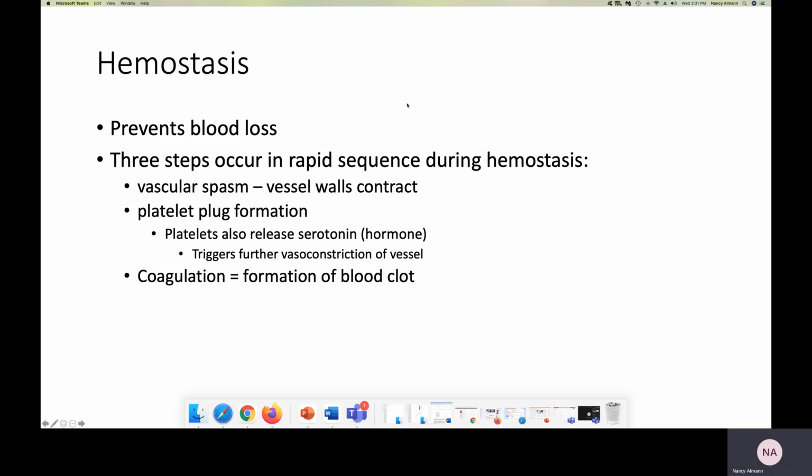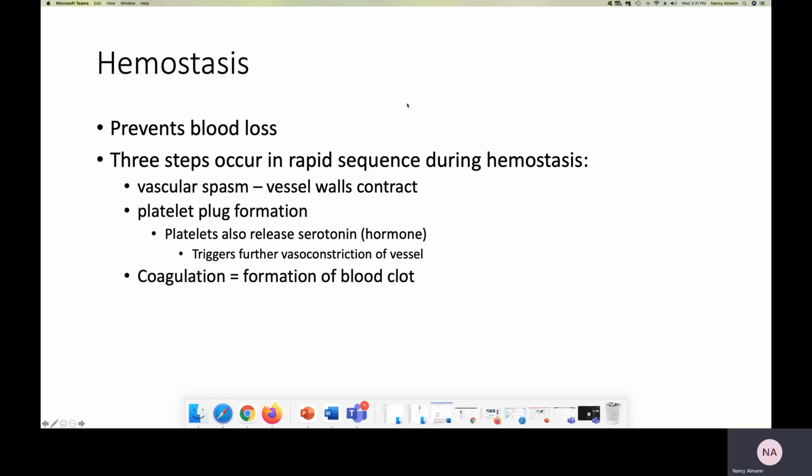The very first thing is that you will have a vascular spasm, and that basically just means that the smooth muscle in the vessel wall is going to contract to help limit the size of the damage. A platelet plug will then form.